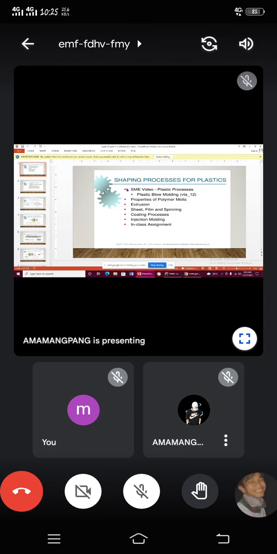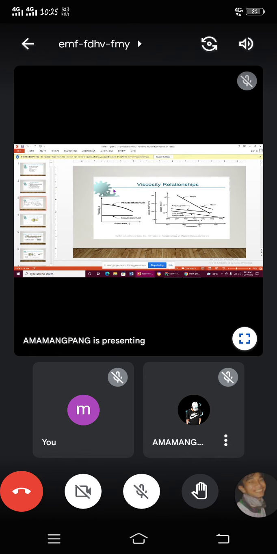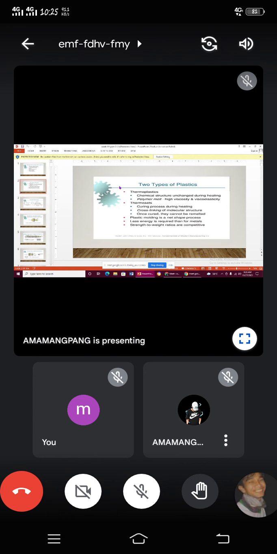So the second topic is shaping processes for plastics. So these are the main shaping processes for plastics. So let's start. So there are two types of plastics. First is thermoplastics and the second is thermosets.